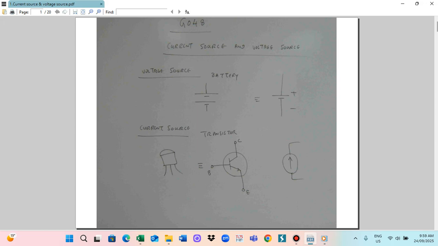And this one is the AC supply. This is voltage source. So voltage source can provide the voltage to the circuit. Another one will be the current source. Current sources are normally the transistors. So current source is a transistor.